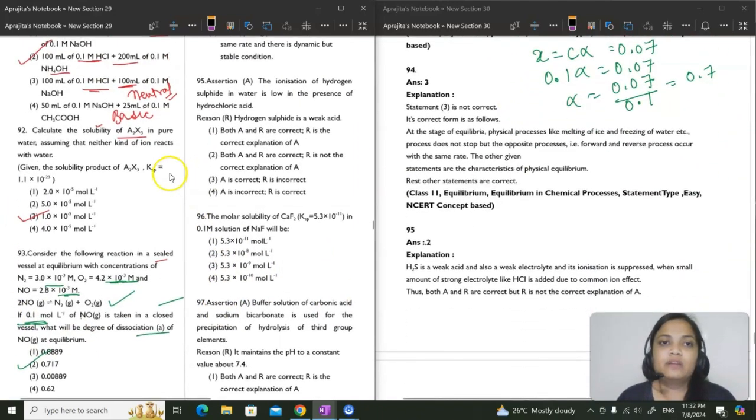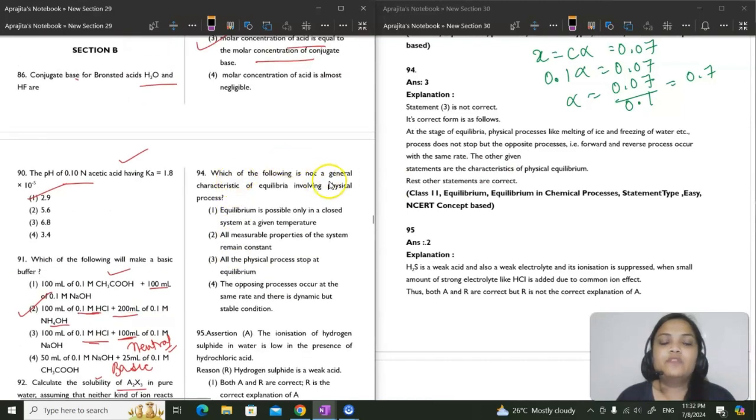Next is question number 94. Which of the following is not a general characteristic of equilibria involving physical processes? So equilibrium is only possible in a closed system at a given temperature. So students, you know it's true.